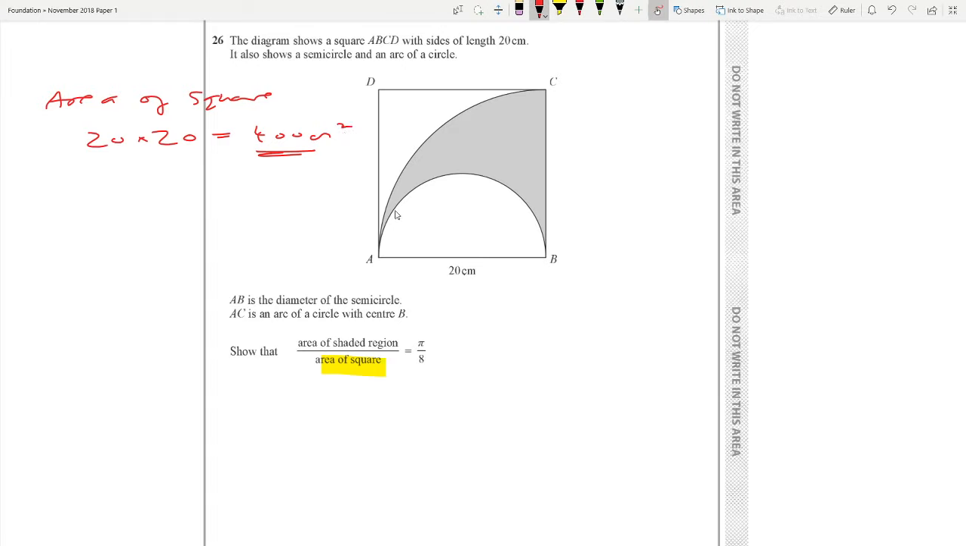Okay. Now, in order for us to work out the area of the shaded region, we need to work out the area of the quarter of the big circle subtracted from the area of this smaller semicircle. Okay, so let's have a look at that then. So let's look at the bigger circle. If you notice the bigger one, which is the quarter, isn't it, of a full circle.